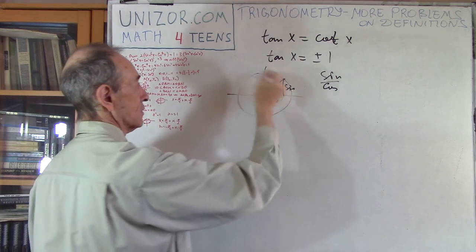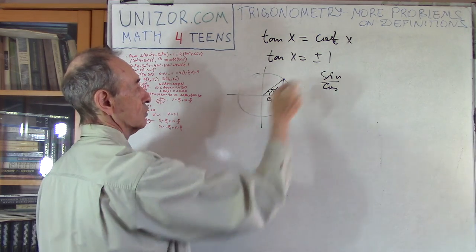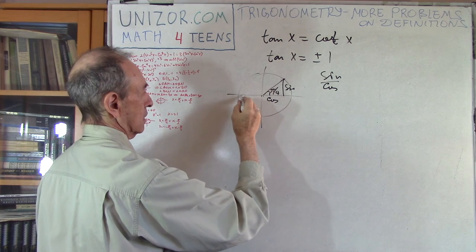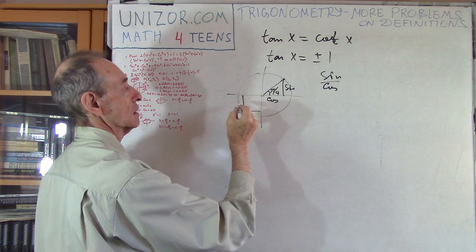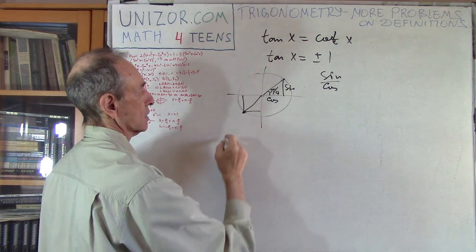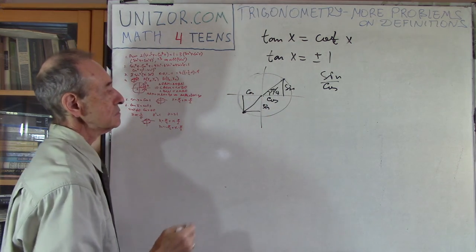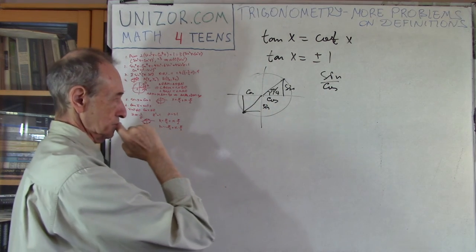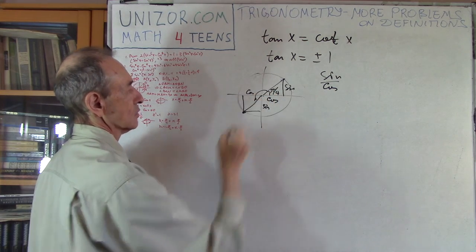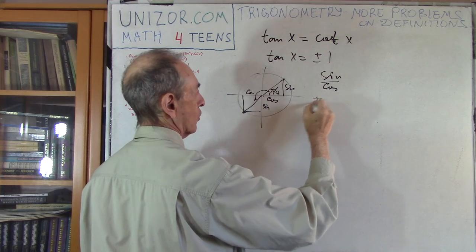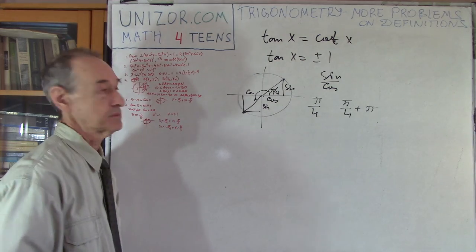Where else on this unit circle would my sine and cosine be equal to each other? Well, again, the opposite point. Both of them are negative, but their ratio is exactly the same. So this would be my sine, and this will be my cosine. They are equal to each other. So this angle is also good enough. So it's pi over 4 and pi over 4 plus pi, 180.